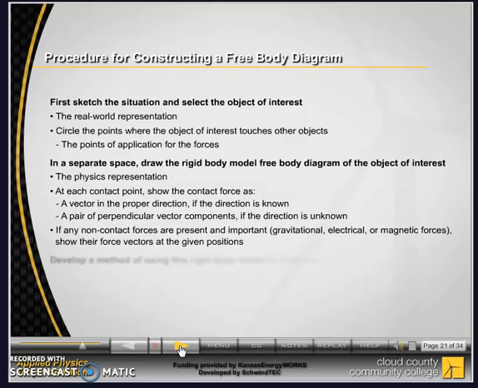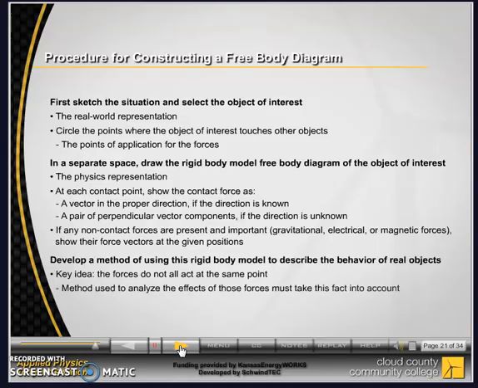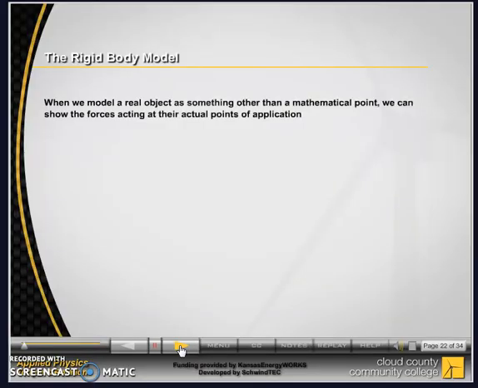The next step is to develop a method of using this rigid body model to describe the behavior of real objects. The key idea is that the forces do not all act at the same point. The method we use to analyze the effects of those forces must take this fact into account. When we model a real object as something other than a mathematical point, we can show the forces acting at their actual points of application. Then we must look at how applying forces at different places affects the object.